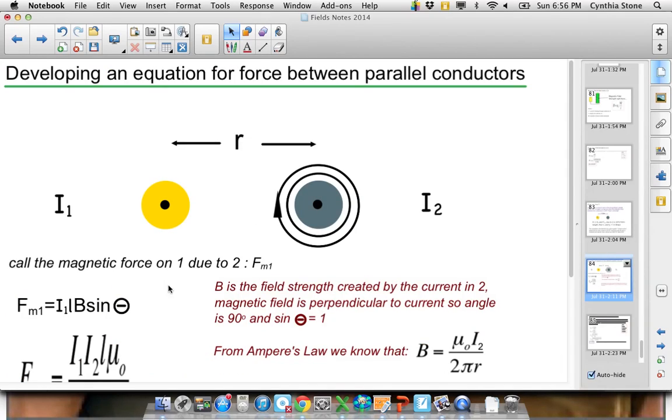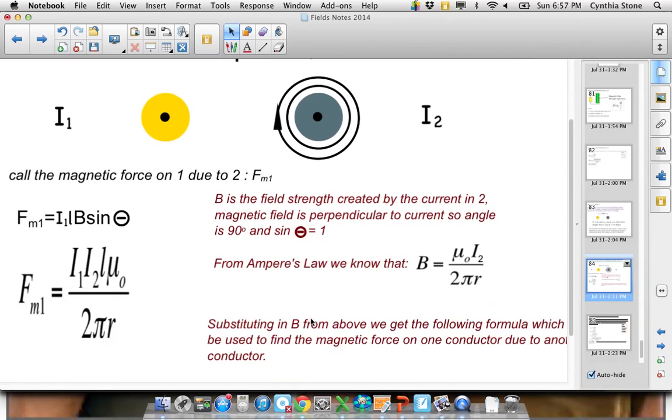Okay, so here's the equation. I would be the current flowing through I1. L is the length of the conductors. B is the magnetic field right here due to this one, so we can find that using Ampere's law. And sine theta: the magnetic field is perpendicular to the current because it's up and the current's into the page, so sine theta is just 1.